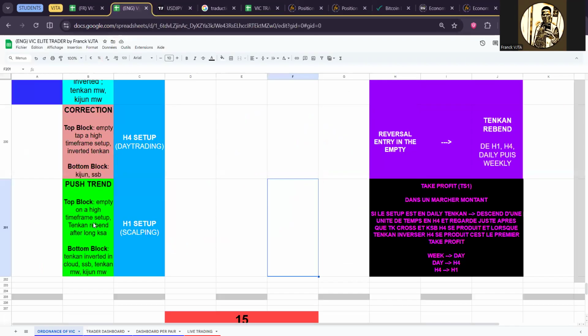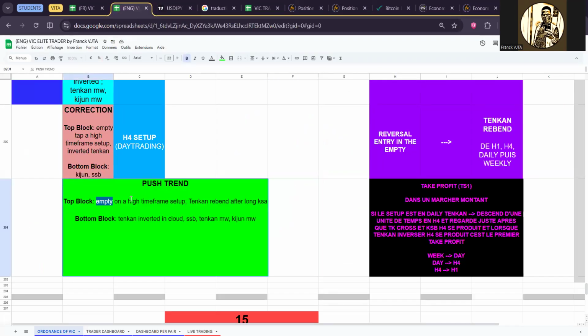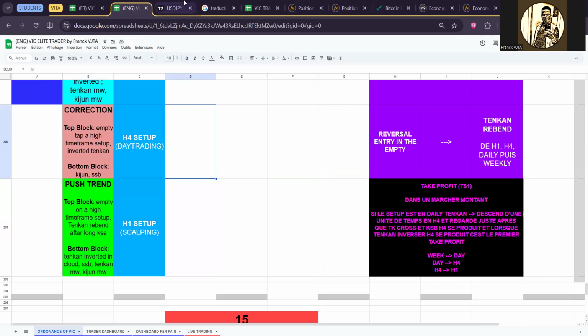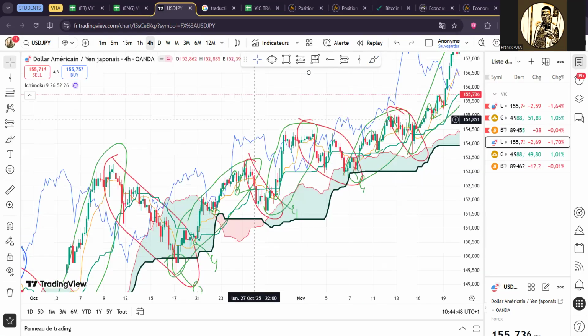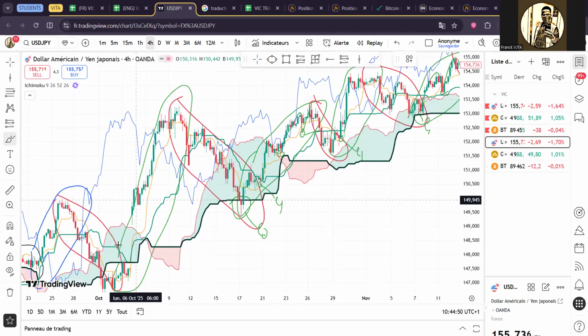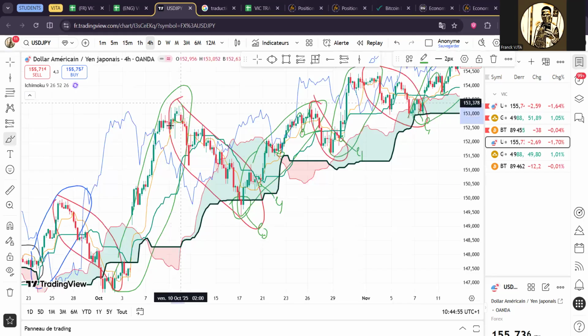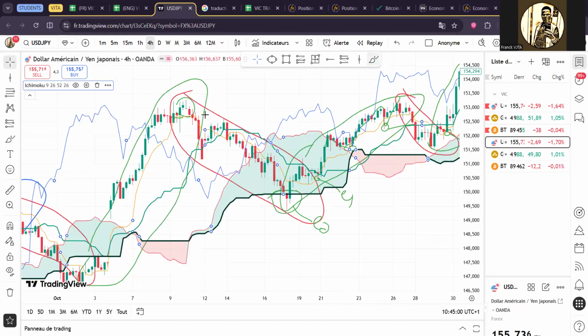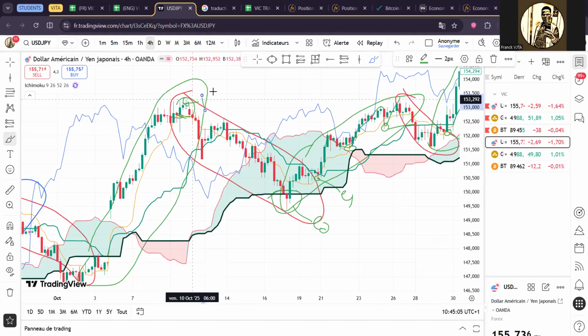Now, for the top block, you have the empty space on a higher time frame or Tenkan remain after a long KSA. So now for the top, for the take profit on this level, for this new push trend, as soon as they can bend down here, they can just bend it down at this level. This one was the take profit. They can bend down. It is the take profit.